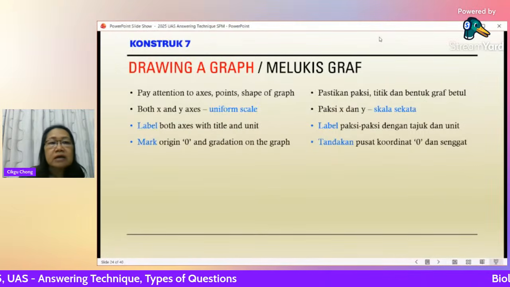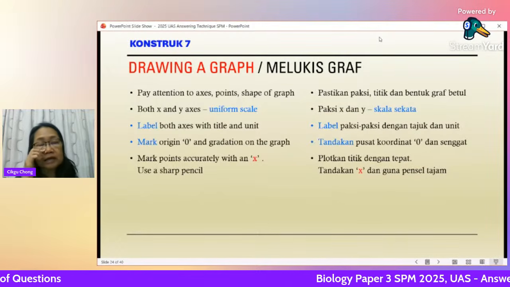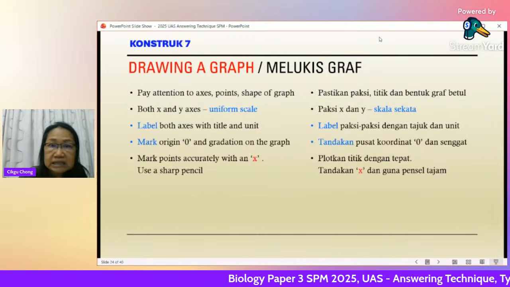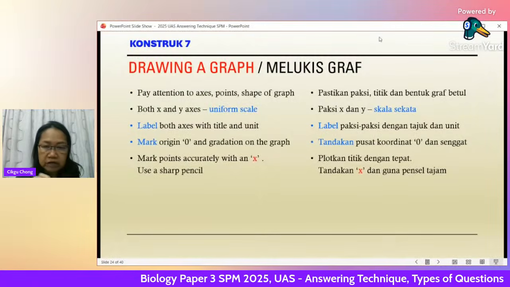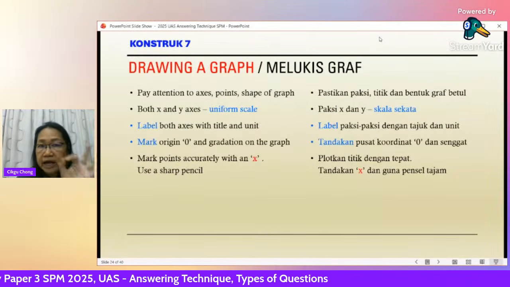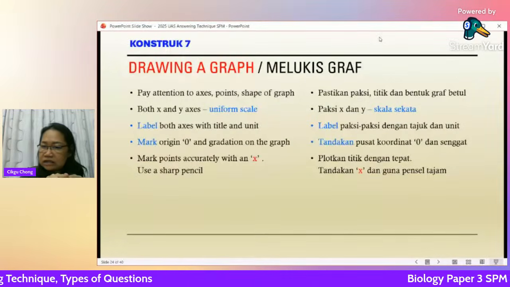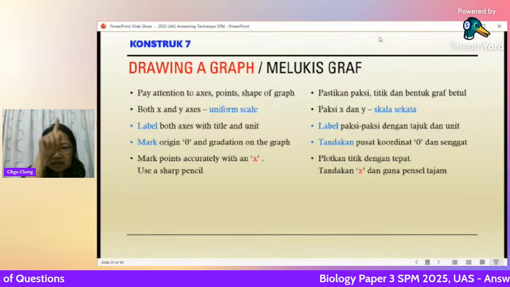Later I show you. Mark the origin, the coordinate center, 0. You must have a 0. Last time there was one year that they penalized. There was a child who never wrote 0 there, and you don't get full marks. You must write the 0 there at the base, at the coordinate center. That's where you have the starting of the X and the starting of the Y.